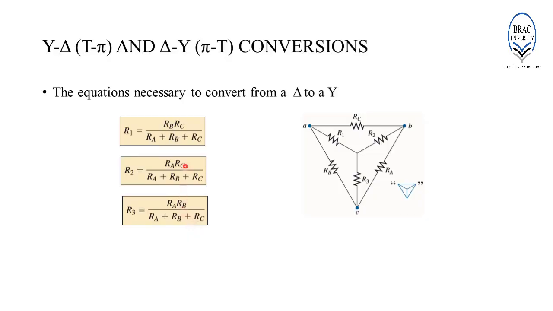So, as you can see, to determine R1, R2 and R3, the denominators are same in all three expressions. Only the value of the numerator changes. While determining R1, the value of the numerator will be RB times RC. While determining R2, the value of the numerator will be RC times RA. And while determining R3, the value of the numerator will be RB times RA. The denominator remains same in all three equations.